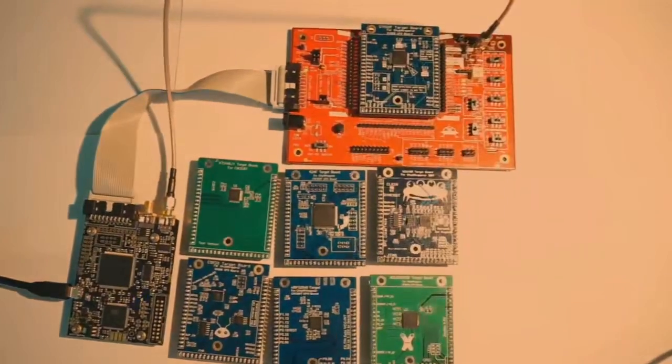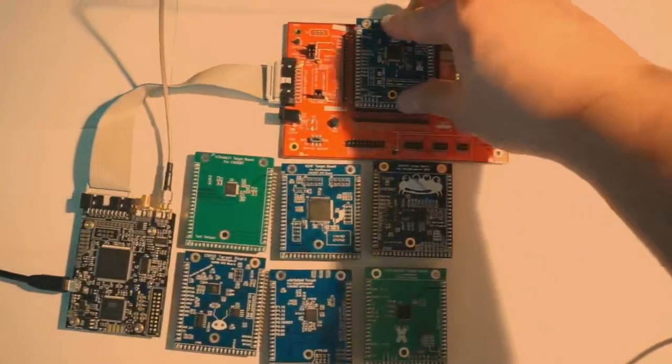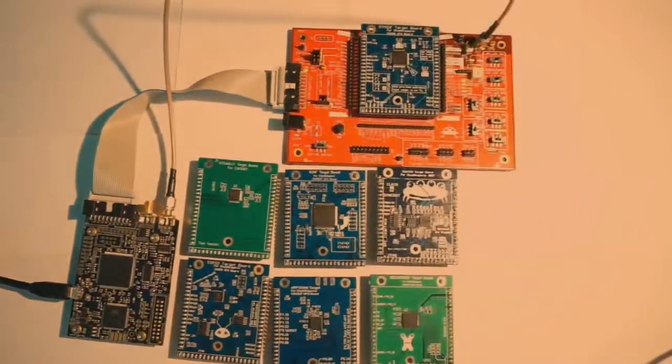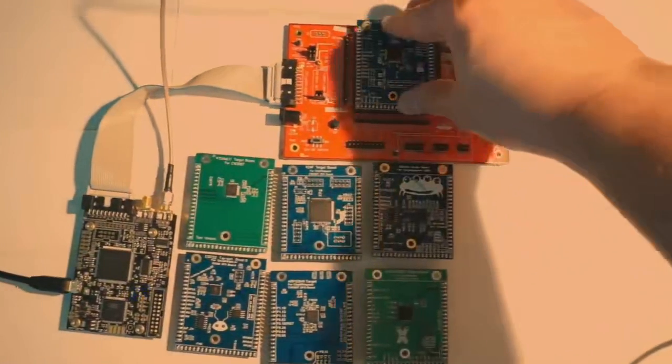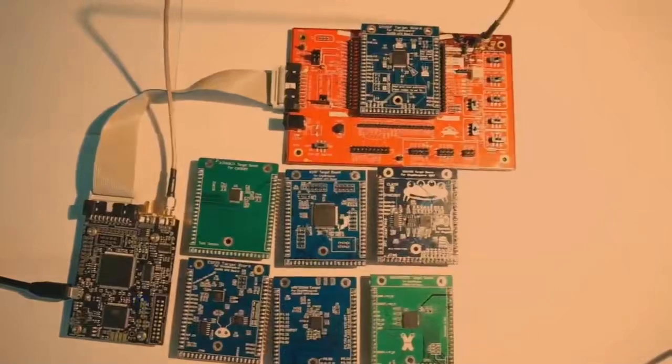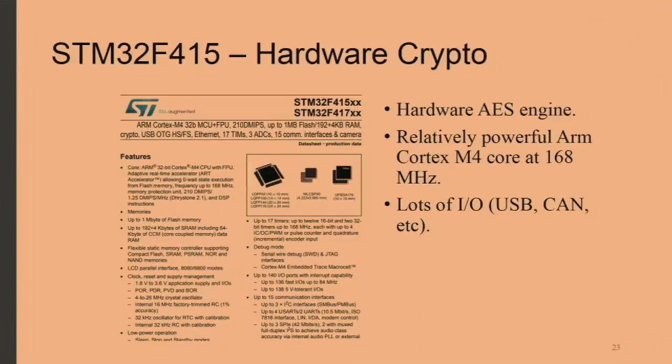So I'm using the same ChipWhisperer-Lite on the left. This is just doing power measurement. This is allowing me to measure power traces of a device. And then I have all these test boards with different chips that I've chosen. And so the test boards run an algorithm. I measure the power consumption and then run it through the tool to see what it comes up with.